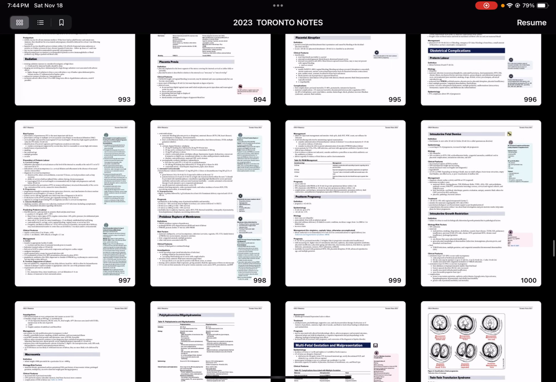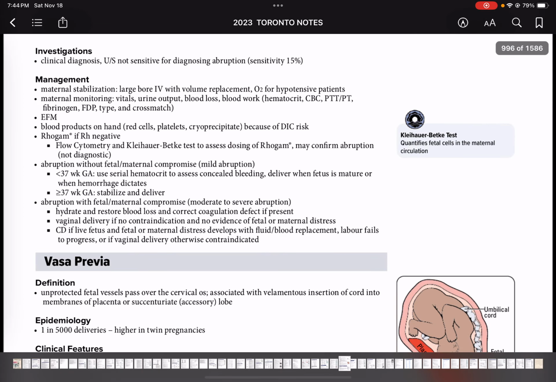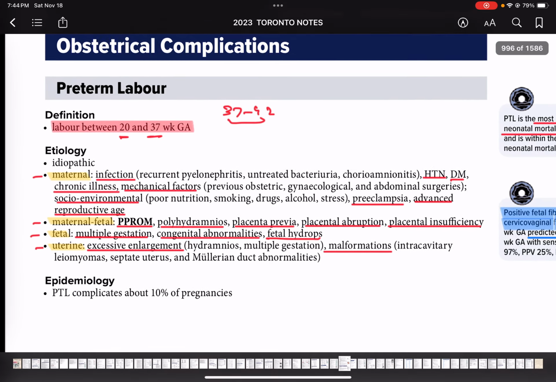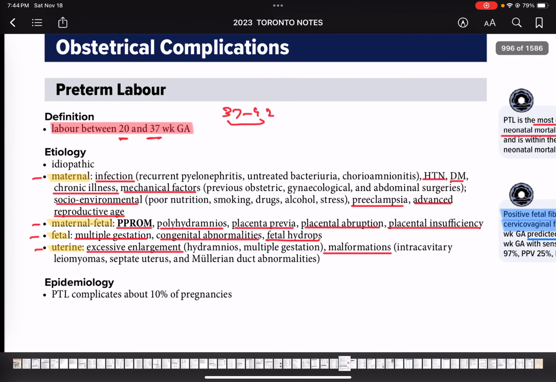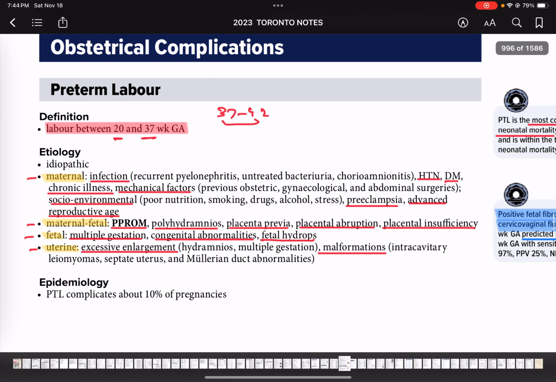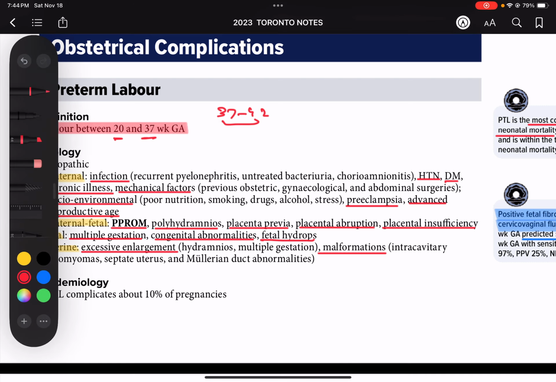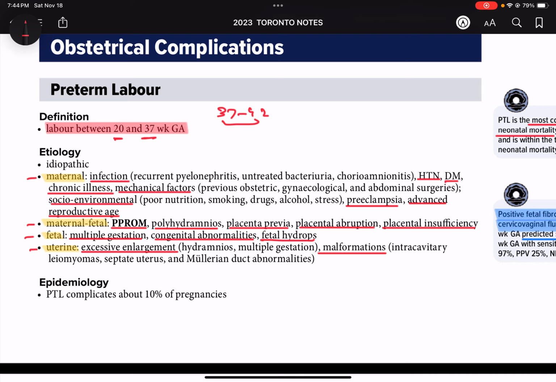So preterm labor would be labor occurring preterm, and preterm would be before 37 weeks of gestational age and after 20 weeks. So 20 weeks is the cutoff. Anything before 20 weeks, we just count it towards abortion, right? So between 20 to 37 weeks, it would be preterm labor.